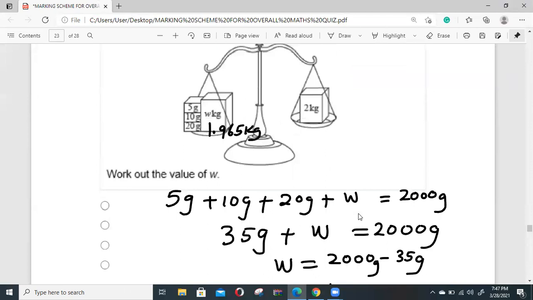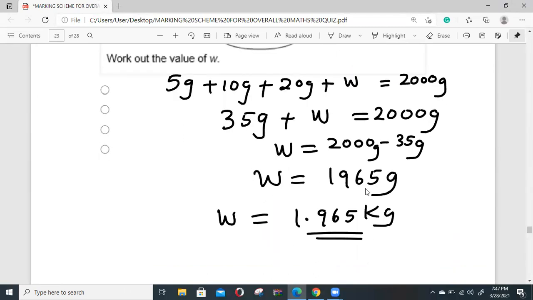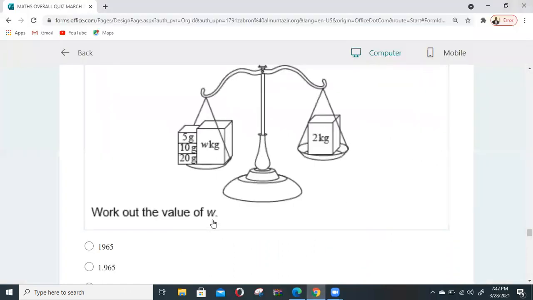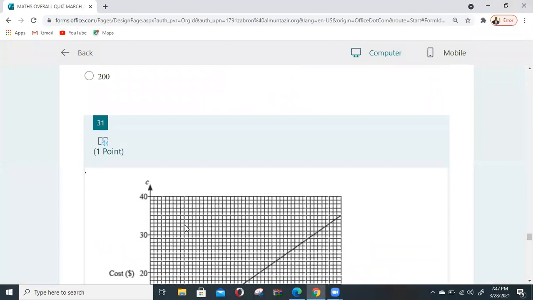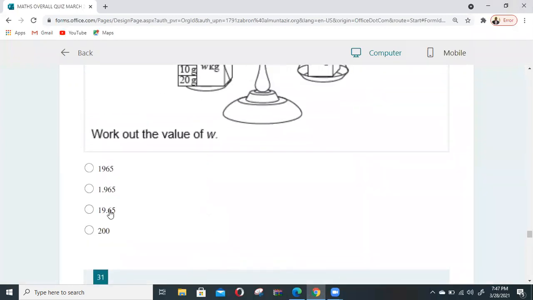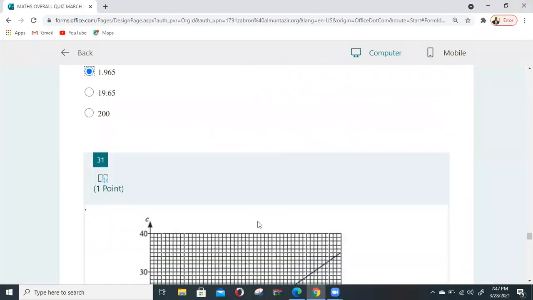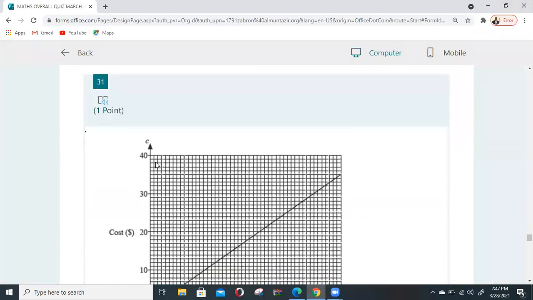But they need the answer in kg. Can you see that? W should be in kg, so you need to divide it by 1,000 there, and you get 1.965. So go ahead, fill in here 1.965, that is your answer. So tick that, that is your answer.